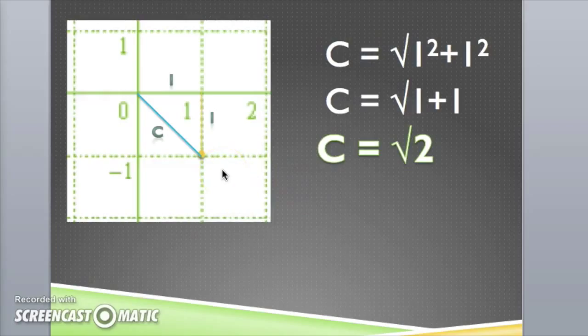In this exercise, we need to do the same thing as we did in the previous one. We located our R point, which is this, 1, minus 1. And we needed to get the diagonal, which again we called C. We use the Pythagorean theorem again, having that C equals the square root of 1 squared plus 1 squared. C equals the square root of 1 plus 1, and C equals the square root of 2.